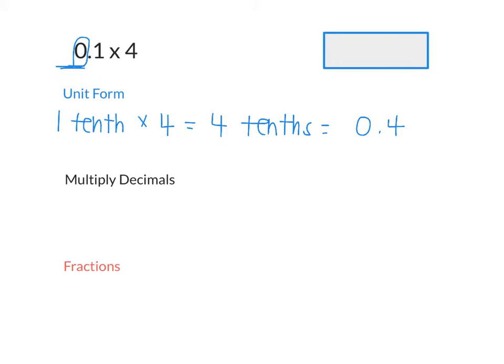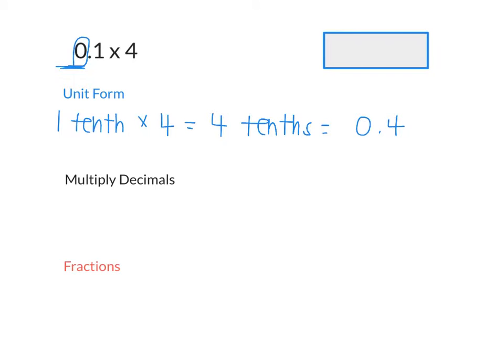For those of us who were not comfortable with the place value units, that was all the way back in Module 1. We're now in Module 4. It doesn't mean we forgot about it. It means we still need to know how to use it. It's going to come back again and again and again. Okay, so you need to know your place value units. Very good. So therefore, using unit form, we can see that 4 copies of 1/10 is 4/10 or 0.4.